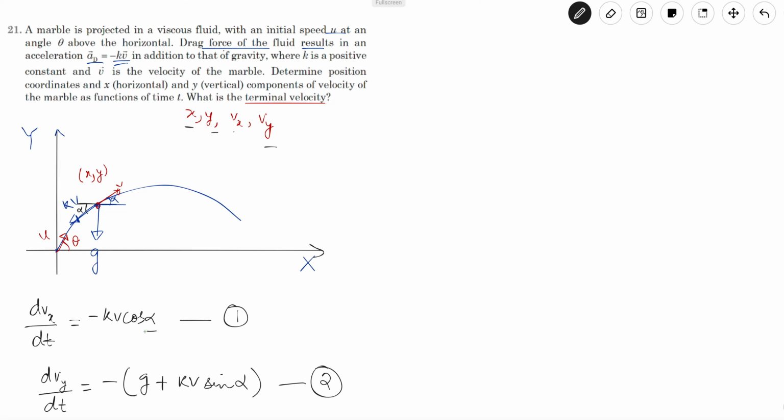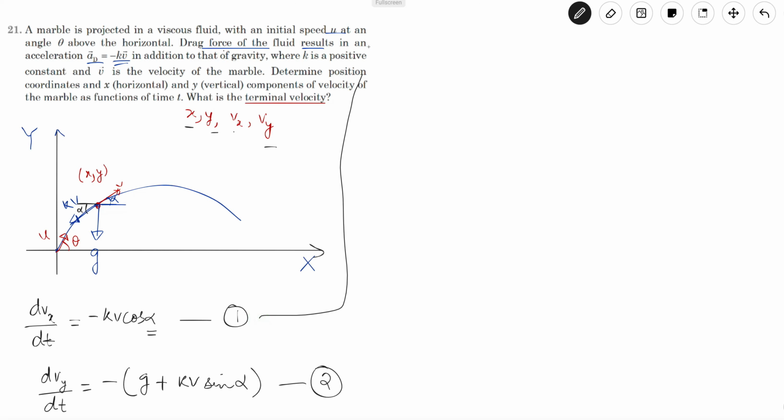See here, alpha is variable, right? And we also cannot write u cosine theta is equal to v cosine alpha, because here acceleration is not constant, since we have another acceleration also. So that equation of projectile will not work. So how can we do that?